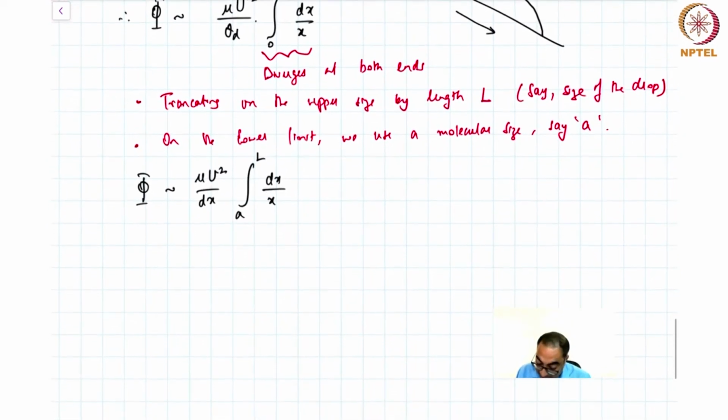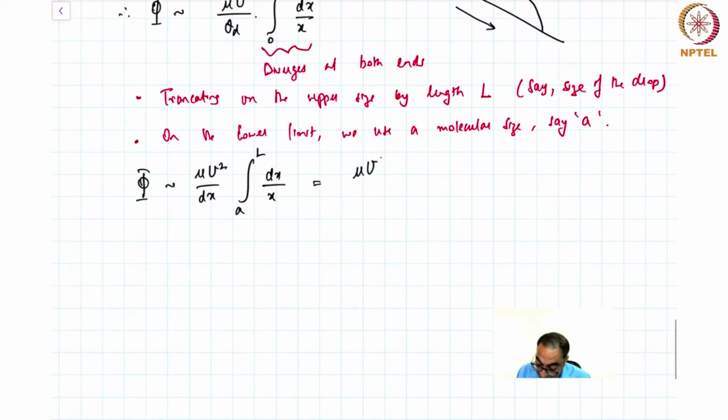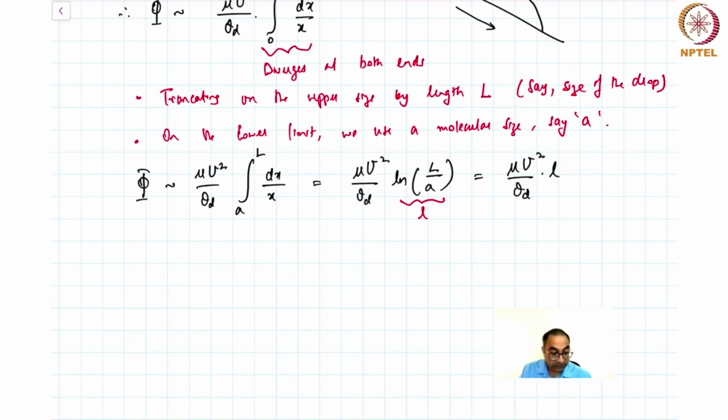Okay, and this simply gives me mu u square by theta d times logarithm of capital L by A. Now this logarithm of capital L by A, we can define it as L. So this is nothing but mu u square by theta d times L. So one can actually calculate what is the value of L.